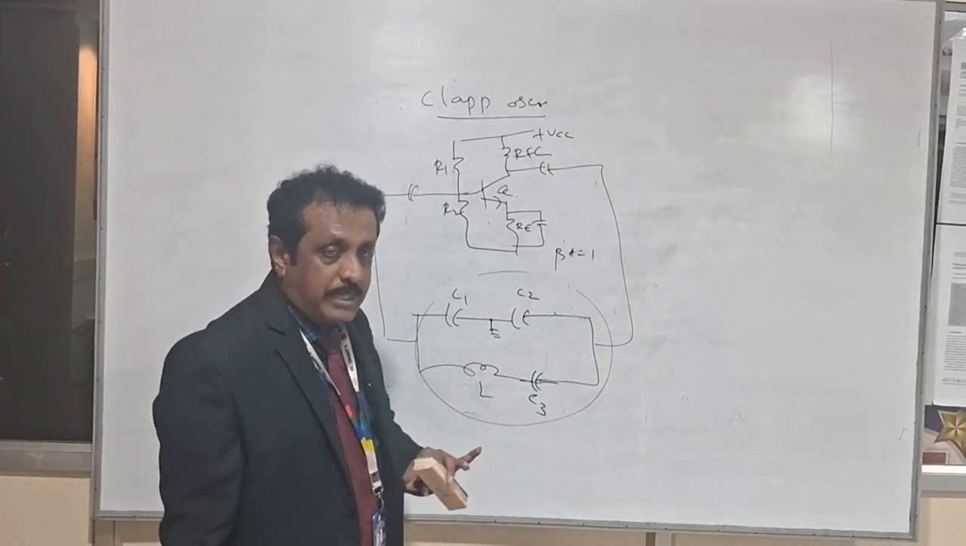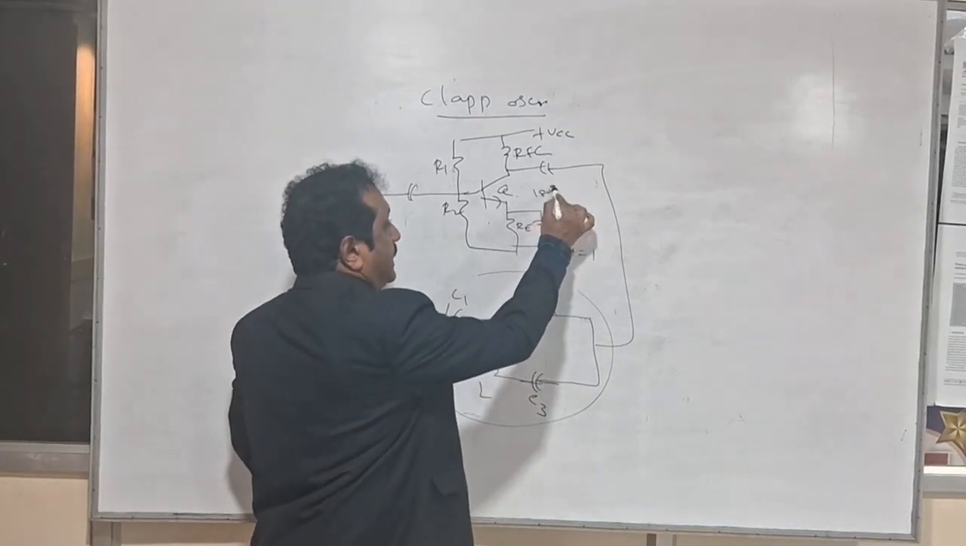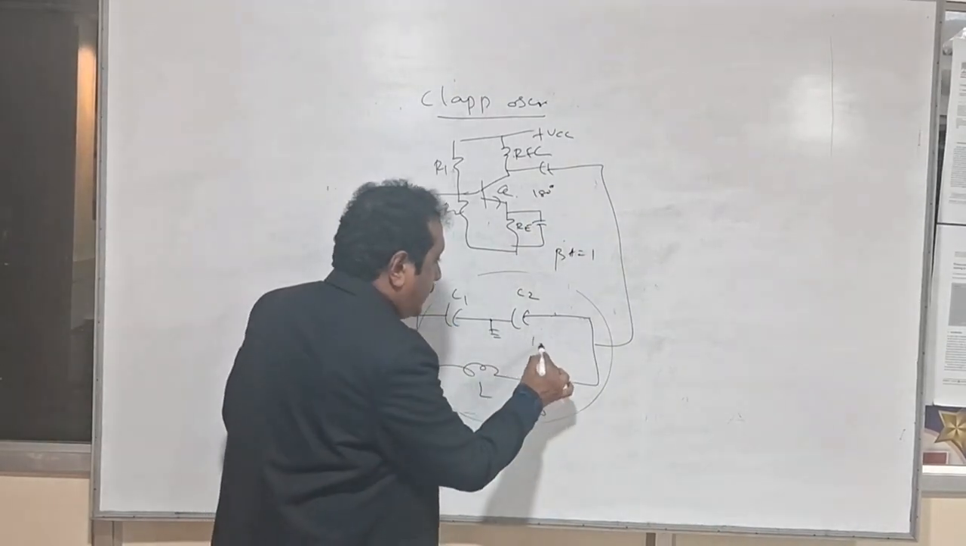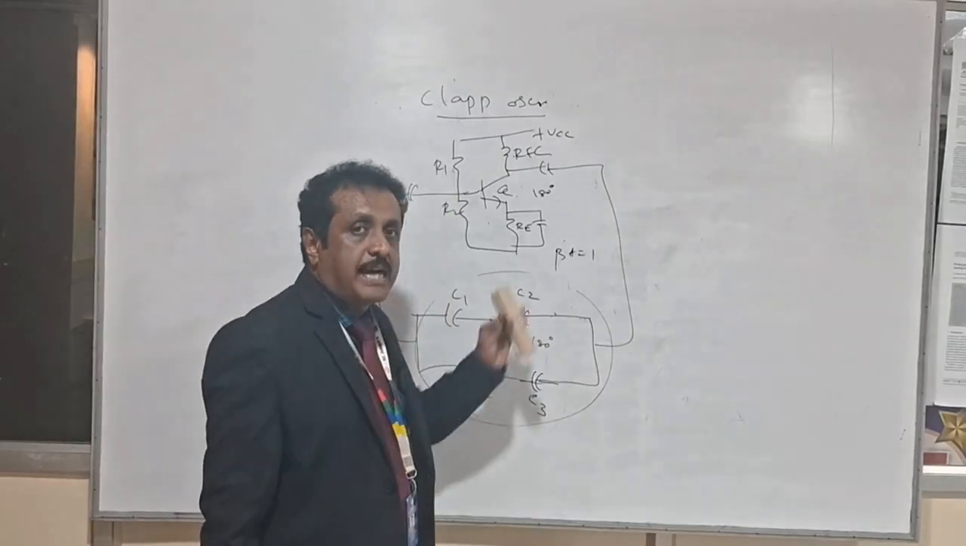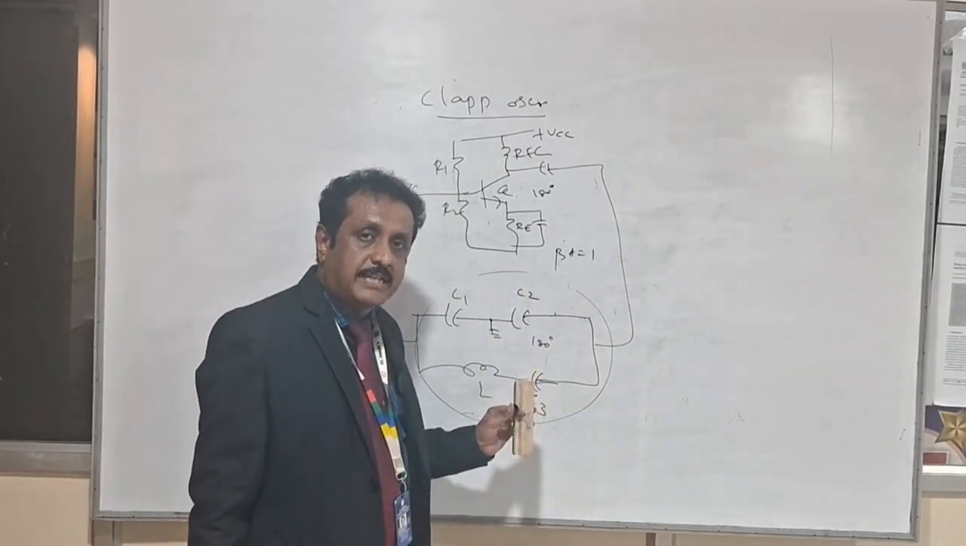That's the first point. Second one, your common emitter will introduce 180. The other 180 will be introduced by the tank circuit. The total phase shift around the loop is 0 degree or 360 degree.